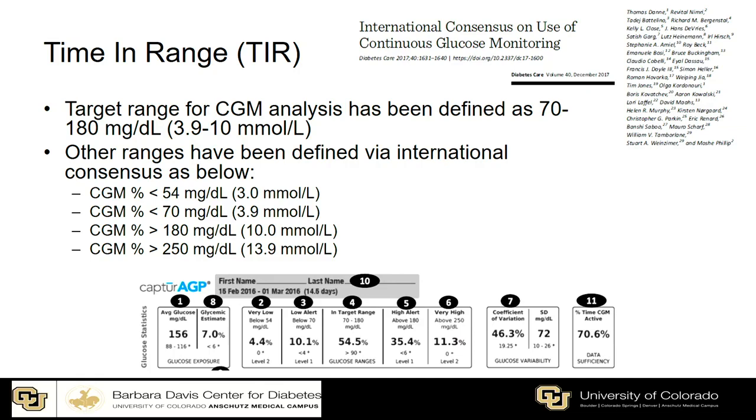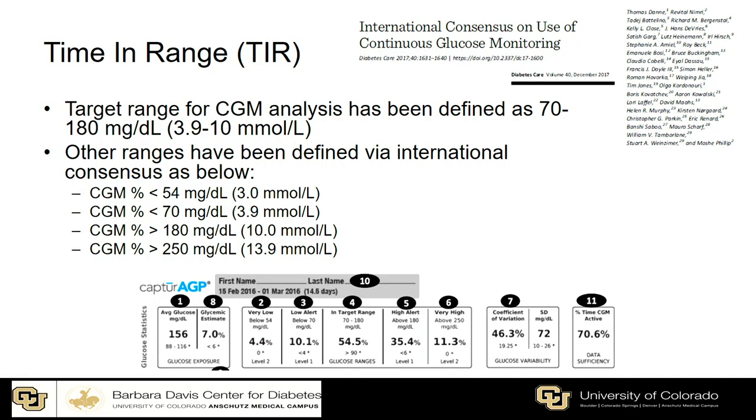Time in range is something that I think about a year and a half ago was a pretty esoteric topic. Hopefully now it's something that you're hearing about multiple times this week. And the consensus time in range that we're moving all of our clinics to, and that hopefully everyone is moving to, is 70 to 180 milligrams per deciliter, or 3.9 to 10 millimole.